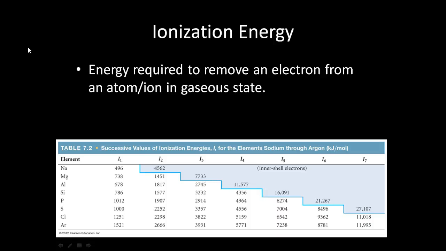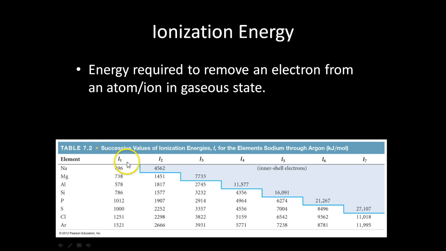Another trend or factor of ions and elements that you need to be aware of is that of ionization energy. Ionization energy is the energy required to remove an electron from a species, whether it be an atom or an ion in the gaseous state. Remember, we use the term joules for energy. Down here, you'll see the units for these ionization energies are in kilojoules per mole.